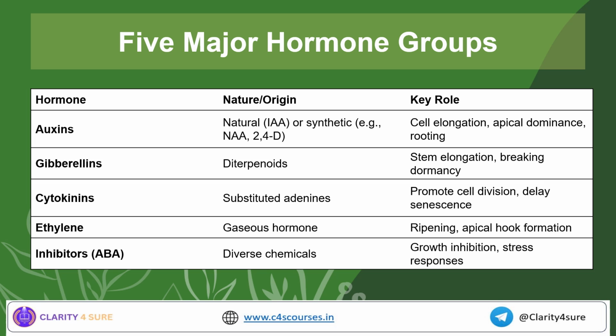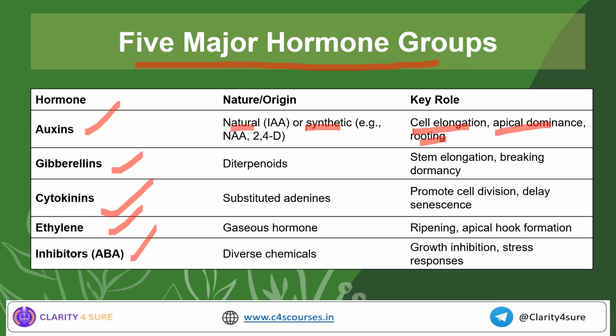Next, there are 5 major hormone groups. The first is auxin, second is gibberellin, third is cytokinin, fourth is ethylene, and fifth is inhibitors. The nature or origin of auxin is that they are of natural origin, and they also have synthetic origin. The key role is that they are important in cell elongation, apical dominance, and rooting.